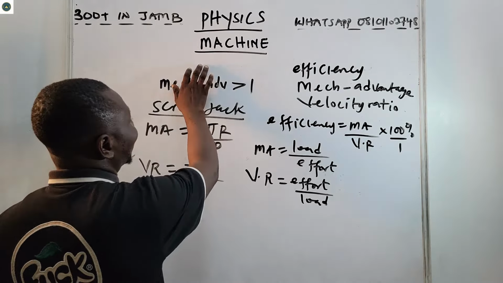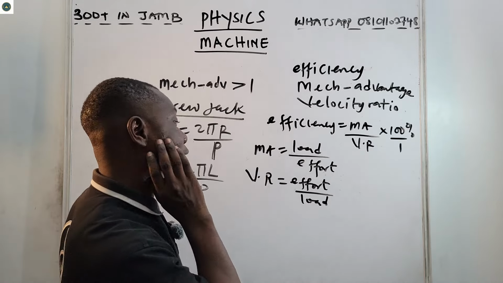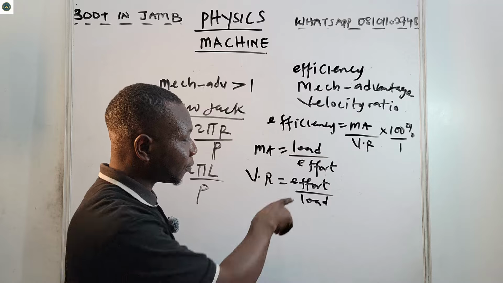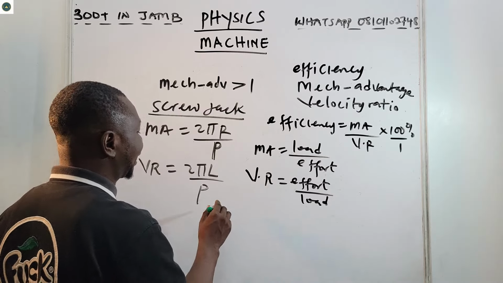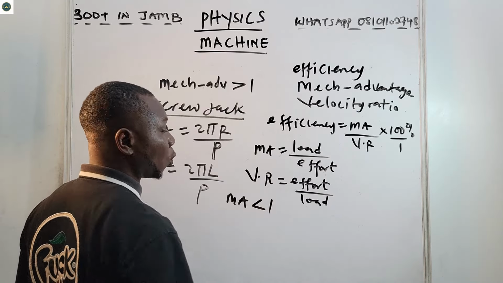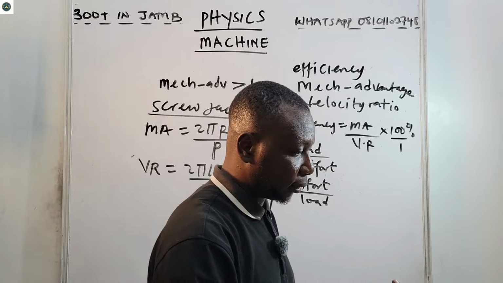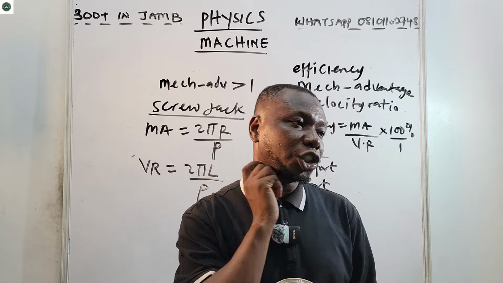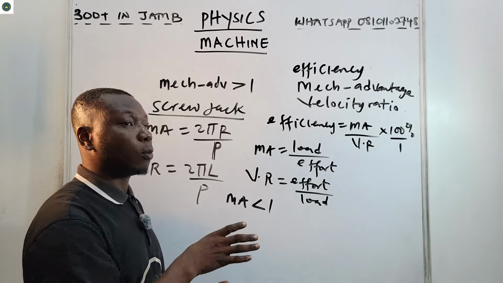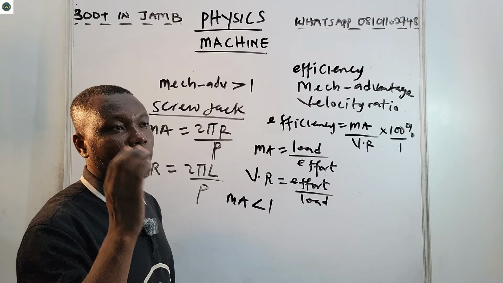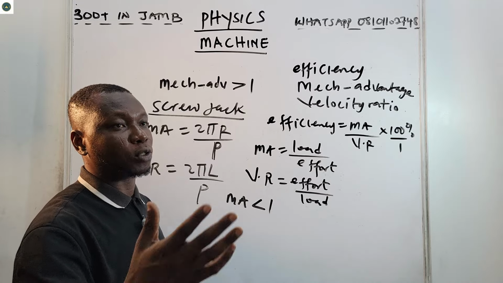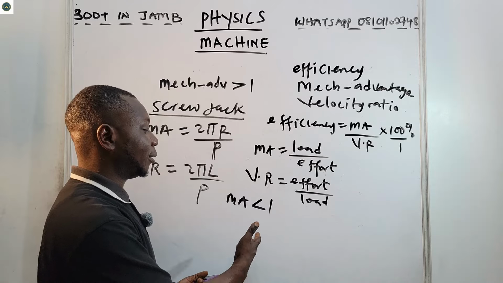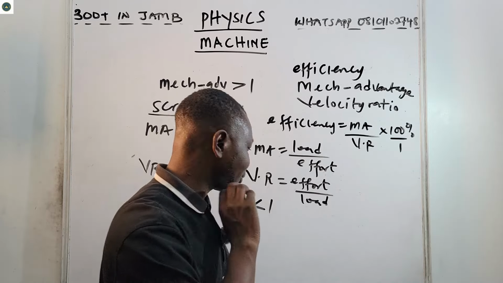So the mechanical advantage of a machine is designed in such a way that if it's greater than 1, it is to reduce effort. But if the mechanical advantage is less than 1, it is to increase speed. Is to increase what? Speed. In such a scenario, that means we have the wheel and the axle. The wheel and the axle is put into consideration because at that point we need more speed, like the movement of the bicycle, for example.